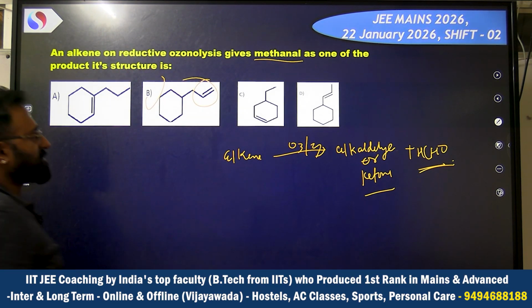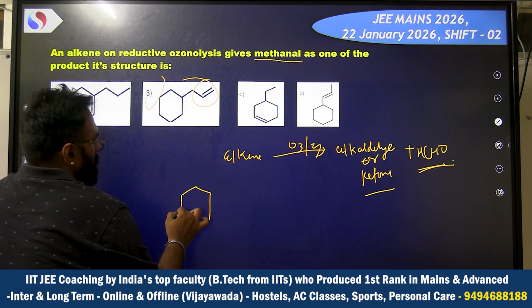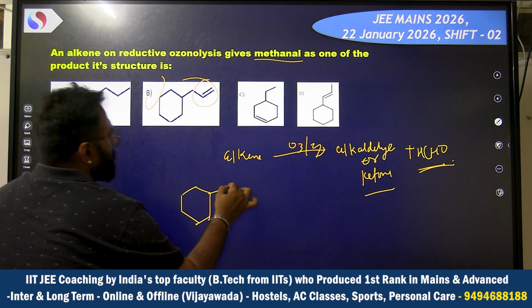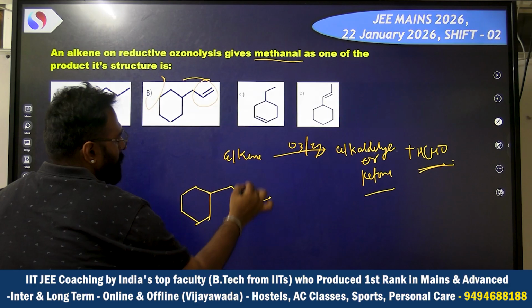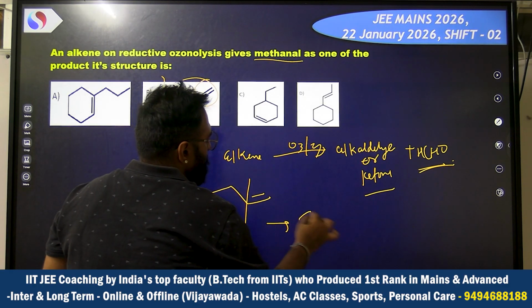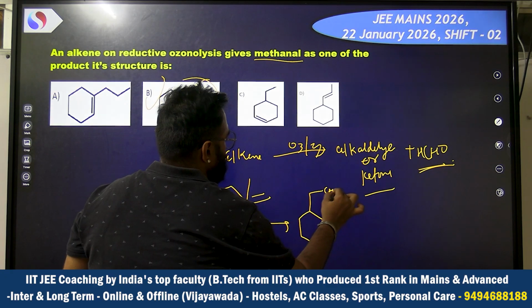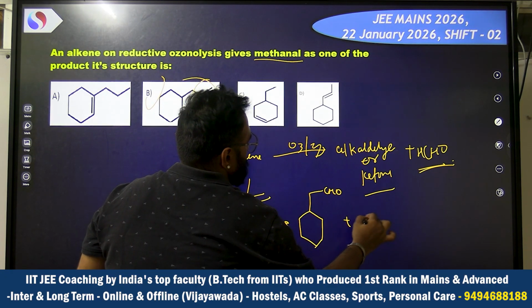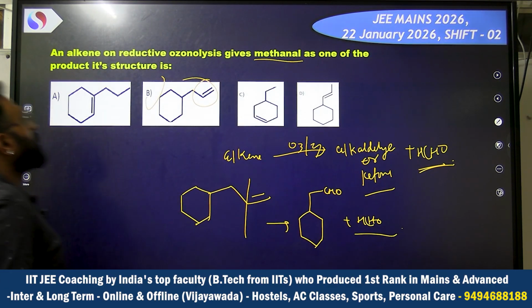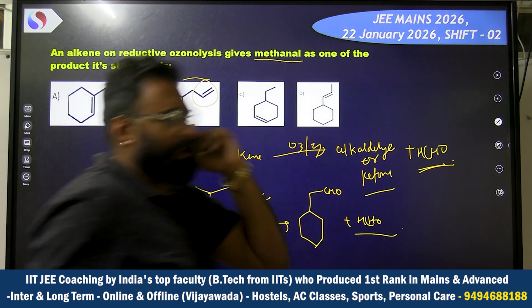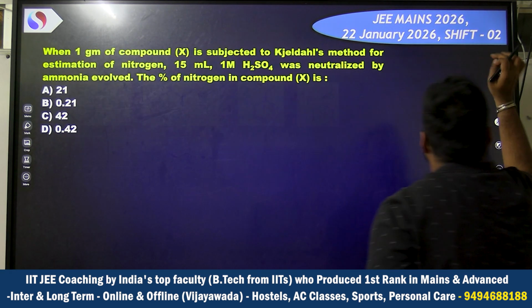If you break this compound, this will produce CHO plus methanol. So the second option is correct, a very direct answer question.